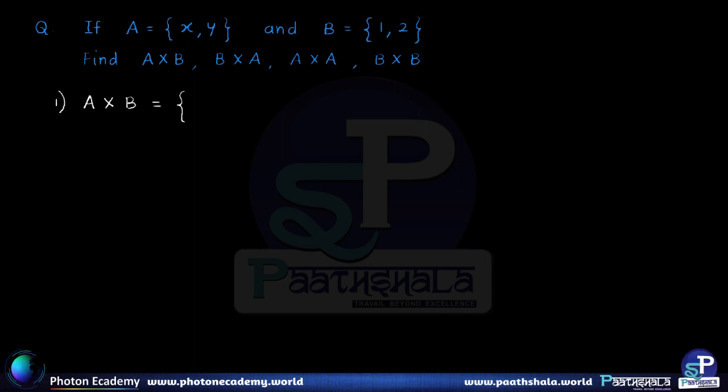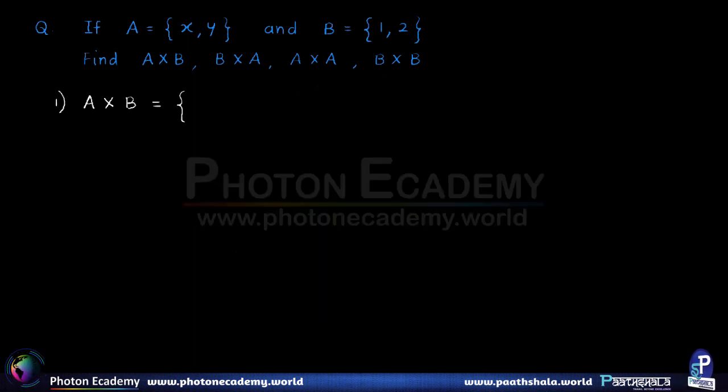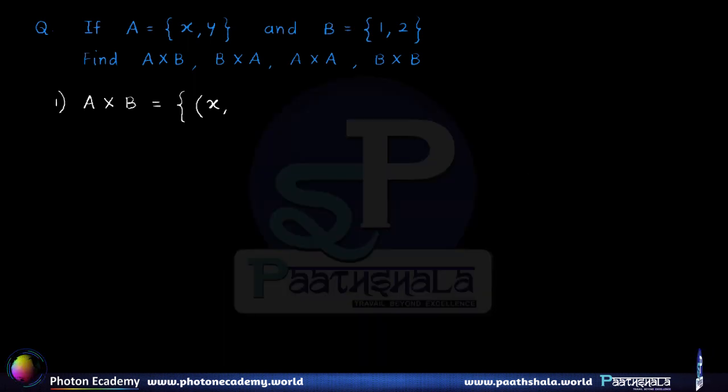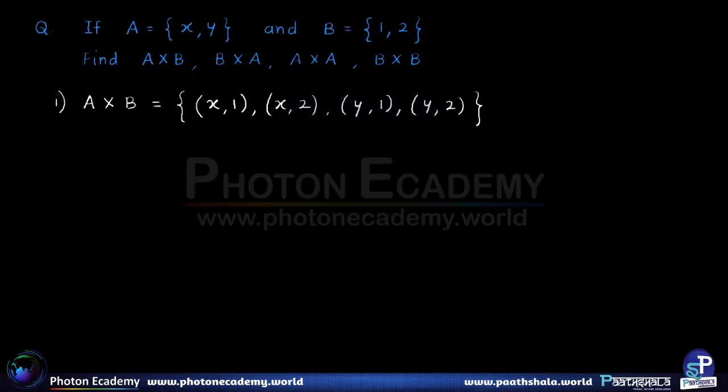As per the definition, the Cartesian product is the set of all possible ordered pairs from A to B. Let's start with the first element of A, say x. Now we have to pair it with all the possible second elements from the second set. So I can have (x, 1) or (x, 2). Now we keep the first element as y and vary the second element with 1 and 2. So these are the only four possible pairs that we can form.